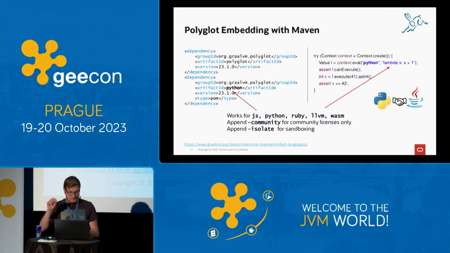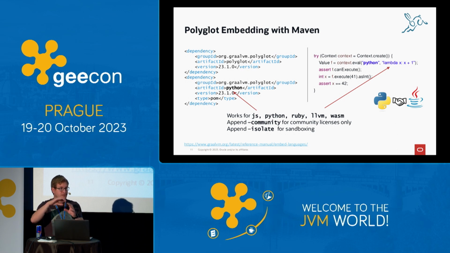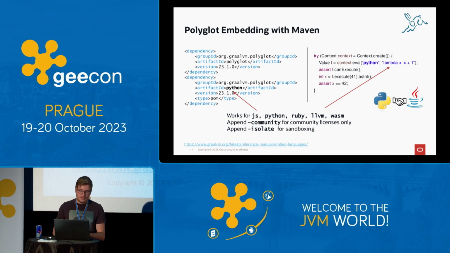If you append -community, you're going to get the community version. And there is some support for sandboxing through isolation, through the native image isolation feature. I'm not going into details, but you can find some more details in the documentation. This is useful if you really want to isolate the execution of that scripting language from the surrounding environment for security purposes.